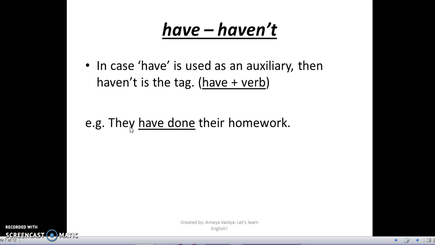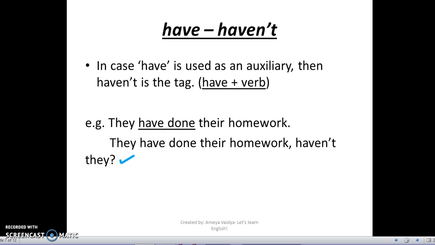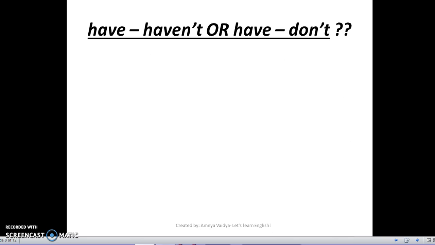So have is accompanied with done. So it is used as an auxiliary. They have done their homework. So have plus verb. Now the tag here will be, they have done their homework, haven't they? That's absolutely right. But now let's discuss it in depth when have changes to don't.